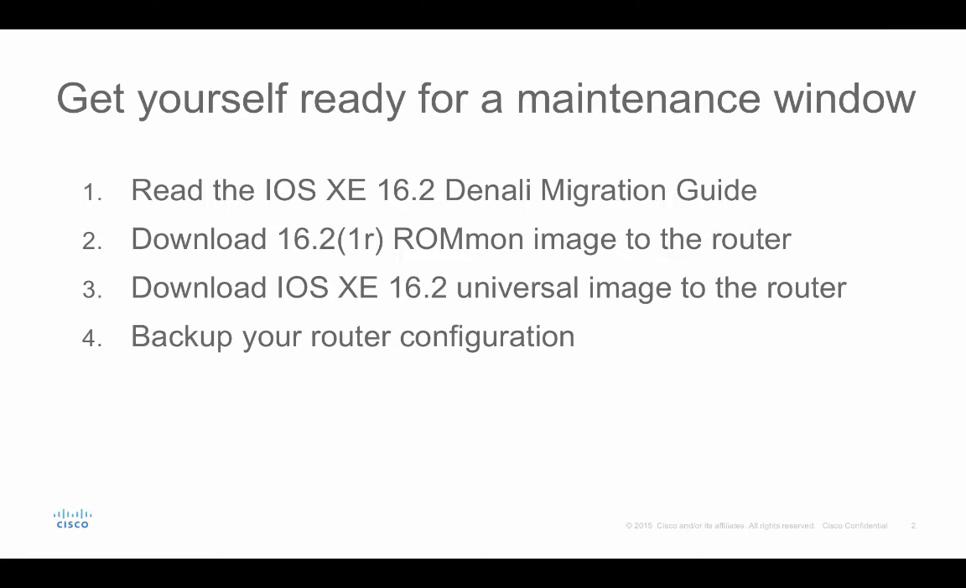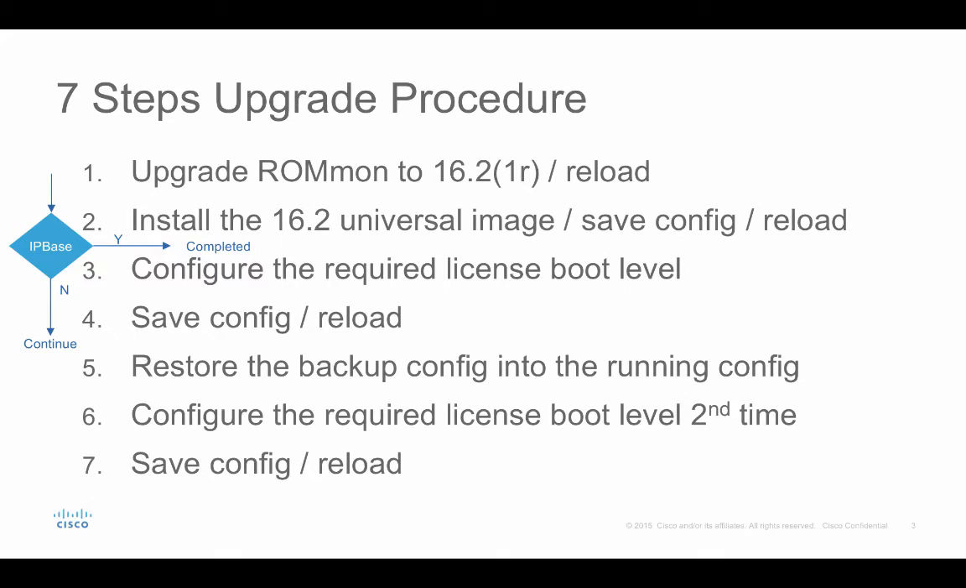Before the upgrade, you should have downloaded the 16.2 1R ROMMON image to the router. This ROMMON is the prerequisite to be able to install the 16.2 universal image. You should also have downloaded the 16.2 universal image from cisco.com to the router and made a backup of your router configuration. Now we're going to follow the 7-step upgrade procedure to complete the image upgrade.